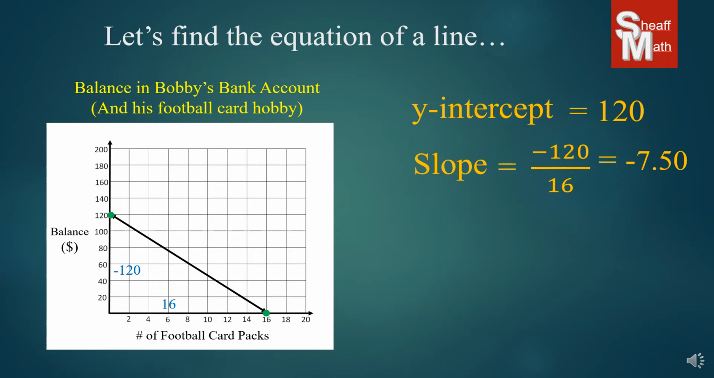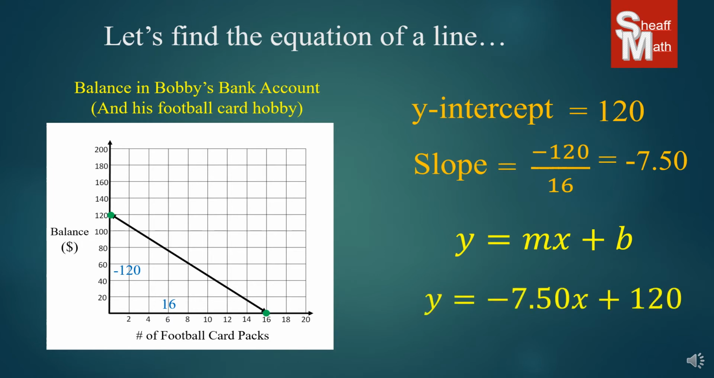Now, why did I put it in decimal form and not leave it as a fraction? Because we really like fractions when it comes to slopes. Well, this is a real life context, and we're talking about money in the bank. And so we're going to put it in money form. So what we're going to do now is take our generic form of the slope-intercept, and we put negative 7.50 in for the m, the slope, and the 120 in for the b, which is the y-intercept, and we have our equation.